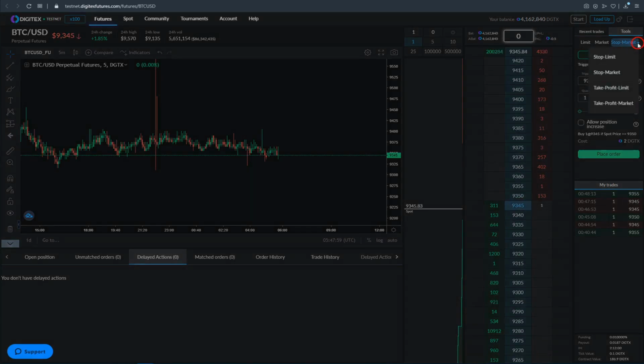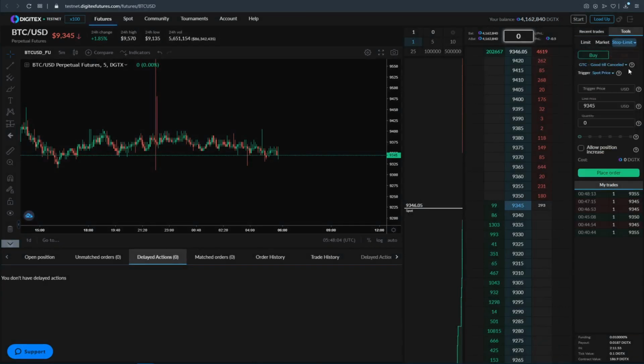Now we'll go to stop limit. And so for stop limit, let's just go ahead and get back into a position again. So we'll get into a long, left click right here, buying into those. So we're in a position now.